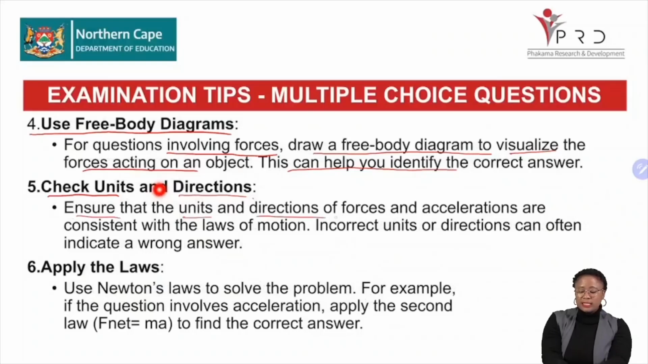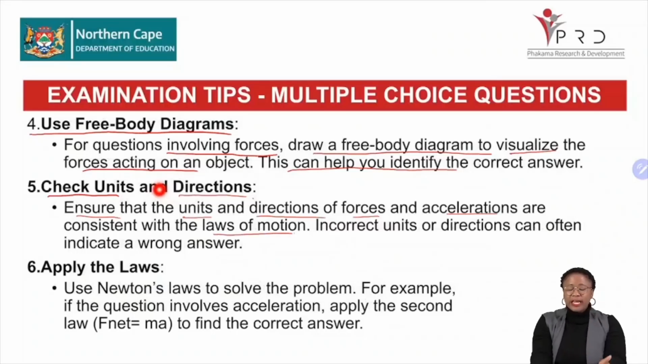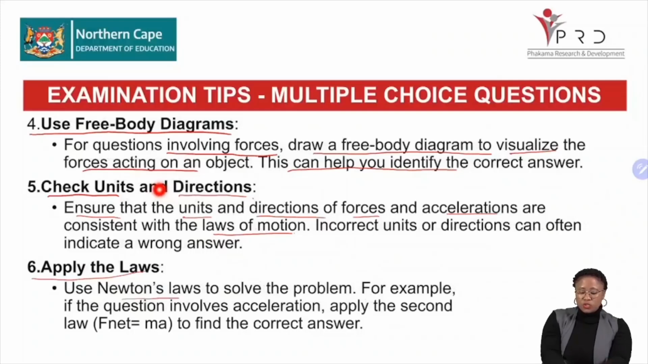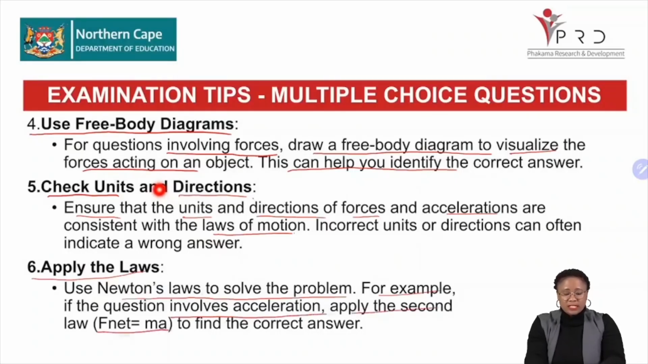Ensure that the units and the direction of forces or acceleration are consistent with the laws of motion. Incorrect SI units and direction, or not being consistent with the direction, can often indicate a wrong answer, and this might lead to you losing marks. And then 6, you must apply the laws. Know when to apply the law where. Use your Newton's laws to solve the problem. For example, in a question involving acceleration, apply Newton's second law, where you use F net equals ma to find your correct answer, right?